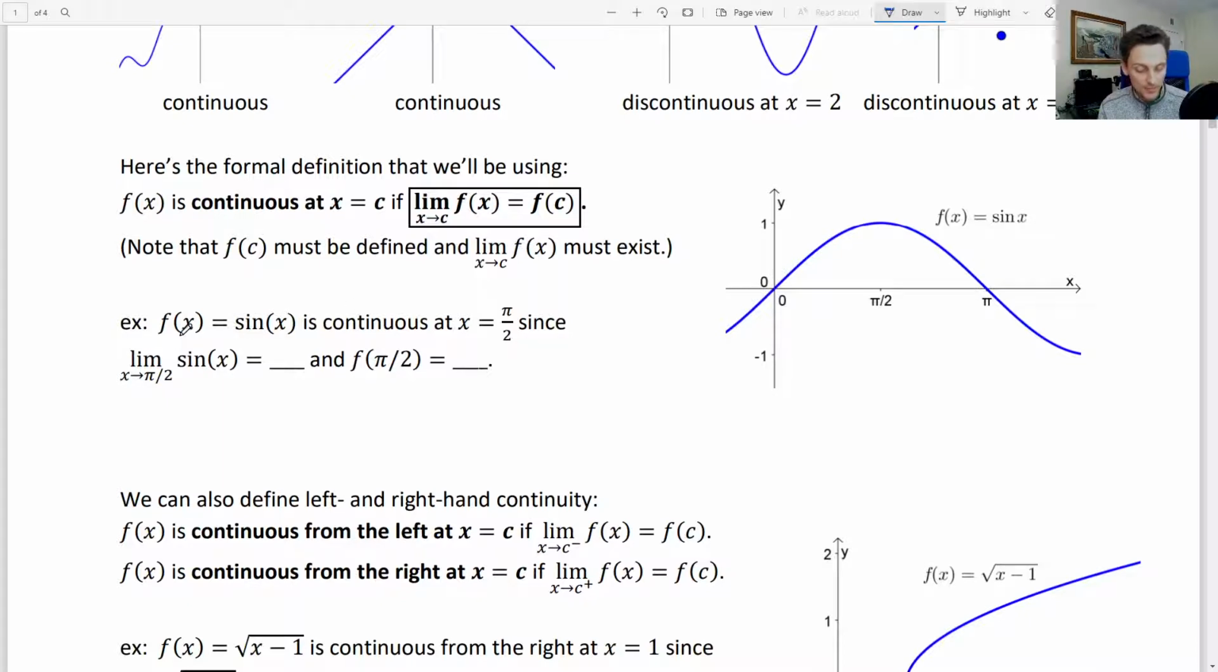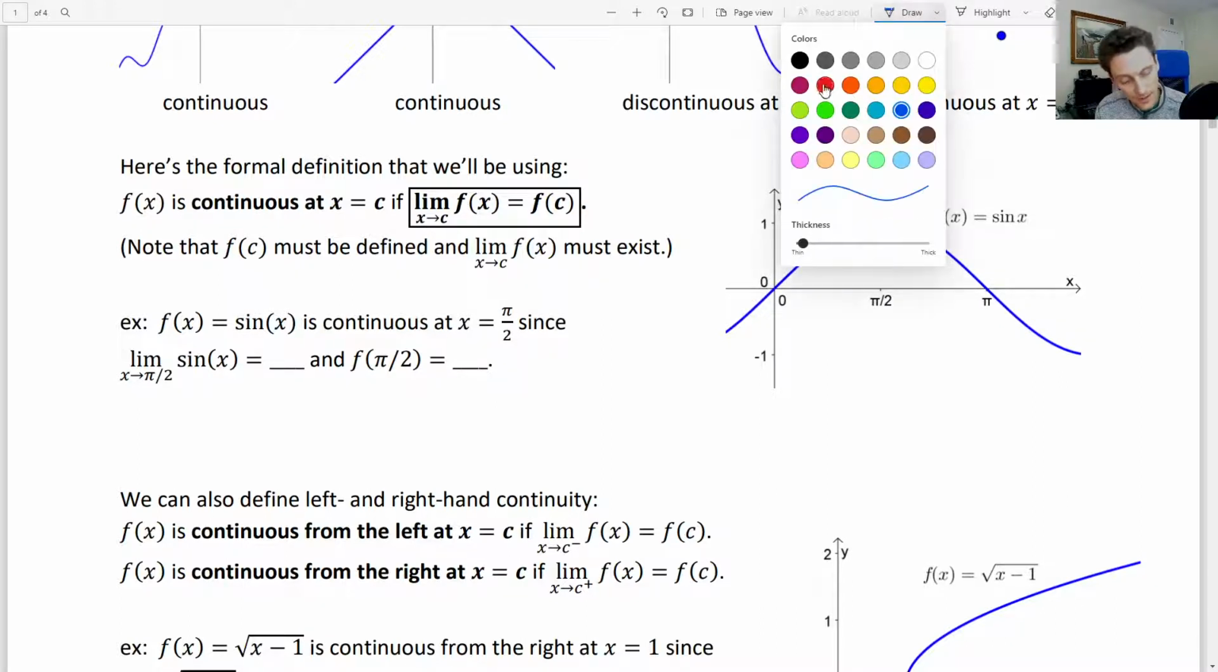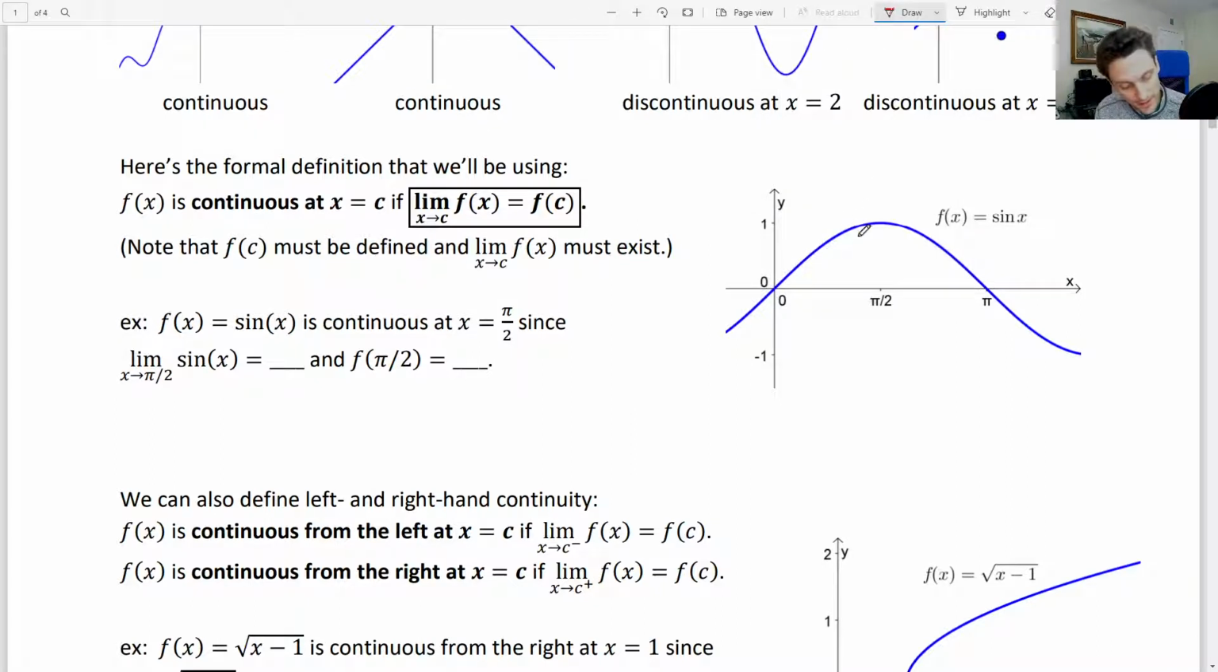So here's an example. f of x equals sine x is continuous at x equals pi over 2. Since if we take the limit as x approaches pi over 2 of sine x, what do we have? And you can look at the graph for reference. If you said 1, that would be correct. Because here, if we take the limit coming in from both the left and the right of pi over 2, in either case, we get 1.